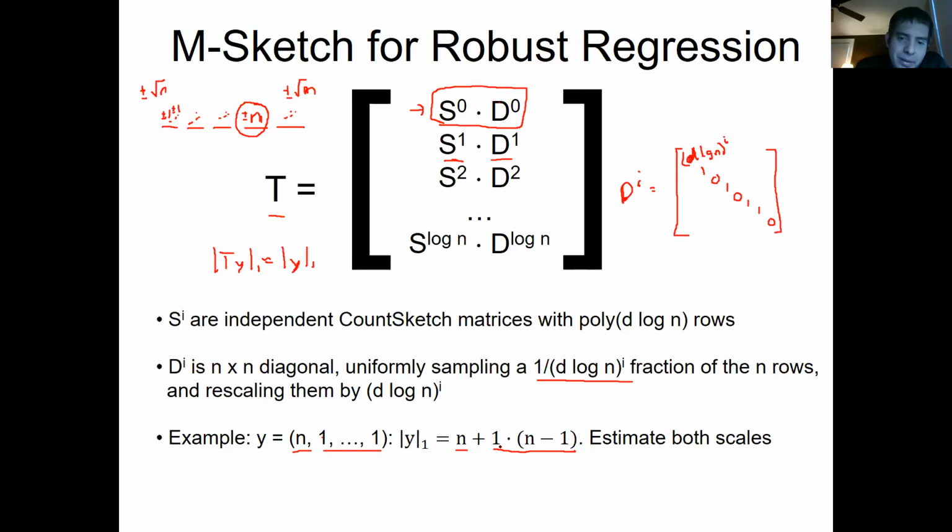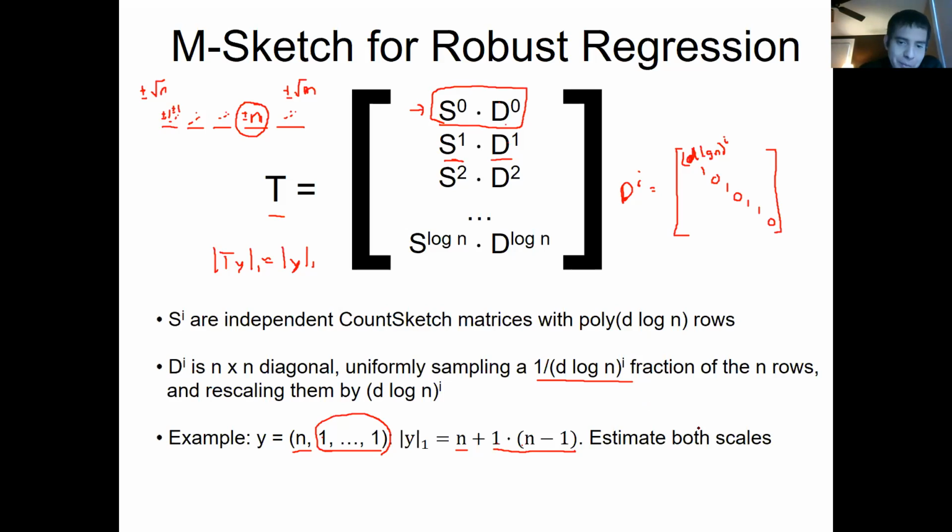And what about these small coordinates? Well, it's hard to figure out how many of them there are at the top level, but there will be some level of subsampling by these diagonal matrices Di, for which I roughly sample one single item. And with very high probability, that item is going to be one of these n minus 1 coordinates. And so one of these coordinates is going to survive, and then I'm going to scale back up by n. It's 1 divided by the probability that I sampled the coordinate. And therefore, I sort of estimate both of these two scales.